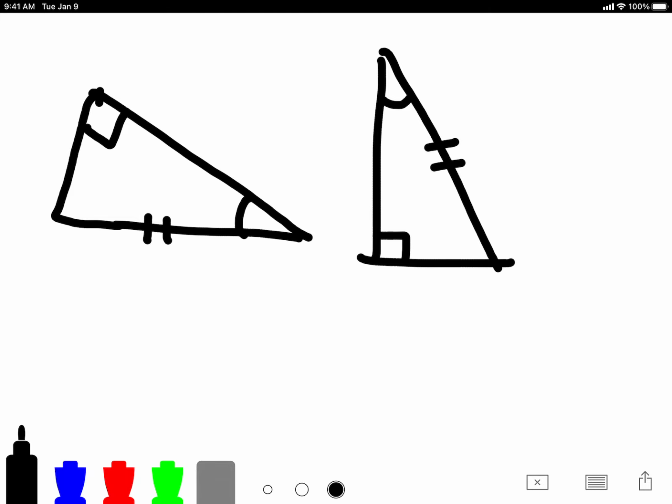So side, side, or sorry, angle, angle, side. Angle, angle, side. That's enough information to prove that our triangles are congruent. Okay, let's try another one.